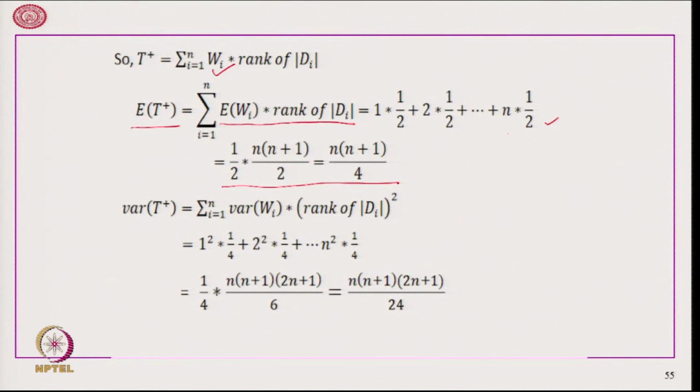In a similar way, the variance of T plus is going to be the sum of the variance of Wi times the rank of di squared, because the observations are independent. Therefore, we are not considering any covariance terms. So it is 1 squared times the variance, plus 2 squared times the variance, plus up to n squared times the variance 1 by 4. This comes out to be n into n plus 1 into 2n plus 1 upon 24.